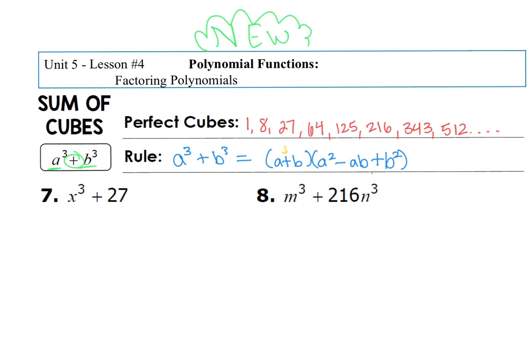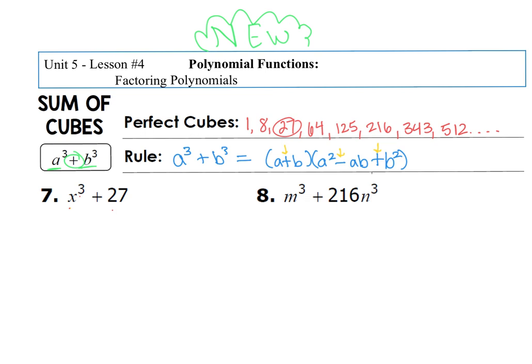It's always plus in the first set when it's a sum of cubes, and then it's a squared. It's always a minus sign no matter what in between the a squared and the ab, and then always plus your b squared. Again, this is always the rule for sum of cubes. So notice we're using these a's and b's, so we need to find out what the original a and b values are, which means like on number 7, if I have x cubed plus 27, x cubed is obviously a perfect cube because it's to the third power. 27 is on my perfect cubes list, so it's a perfect cube.